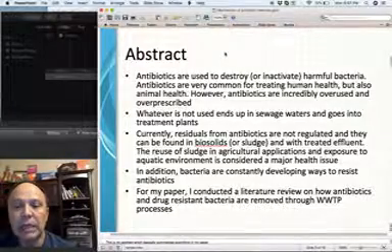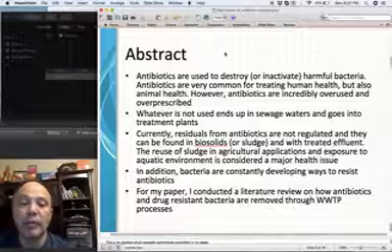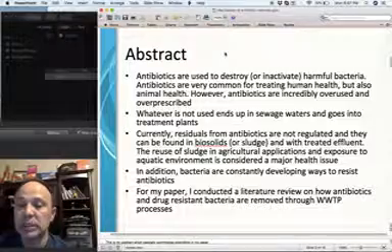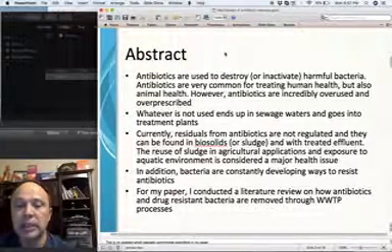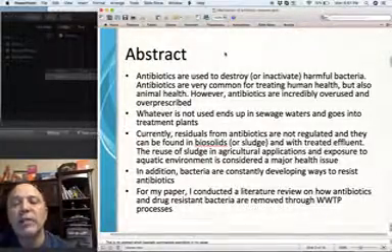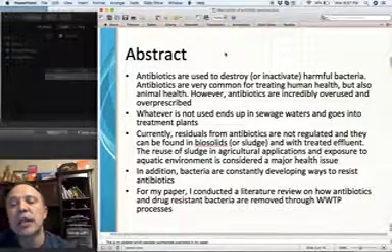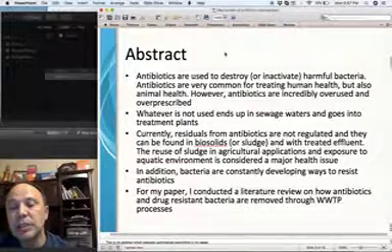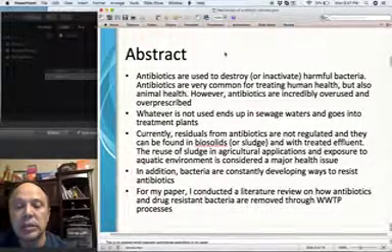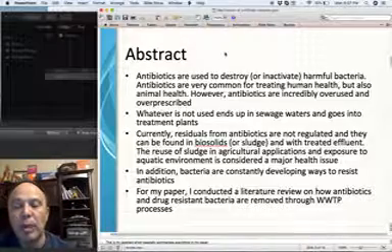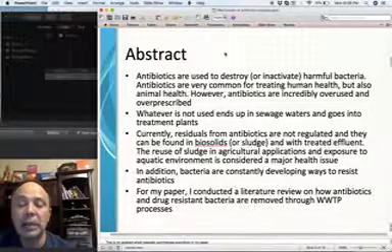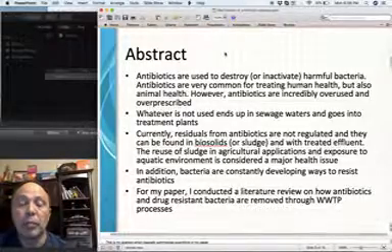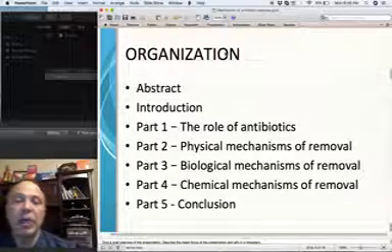Currently, residuals from antibiotics are not regulated, so they can be found in biosolids and with treated effluent. And the reuse of sludge in agriculture applications and exposure to the aquatic environment is considered a major health issue as well as an environmental issue. In addition, bacteria are constantly developing ways to resist antibiotics. So for my paper, I conducted a literature review on how antibiotics and drug-resistant bacteria are removed through the wastewater treatment plant processes.